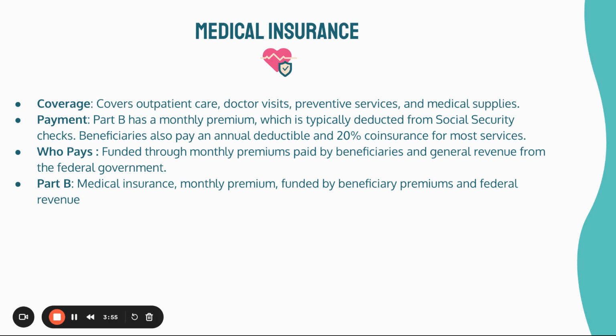So if you are already eligible for Social Security benefits and you already have money in Social Security, then it would be deducted from there. Part B is funded through monthly premiums paid by beneficiaries and general revenue from the federal government. So yeah, this is another myth. Probably you would be thinking Medicare is completely free. As we see under Part B, medical insurance is not completely free. And Part B, in summary, covers medical insurance, with a monthly premium funded by beneficiary premiums and federal revenue.